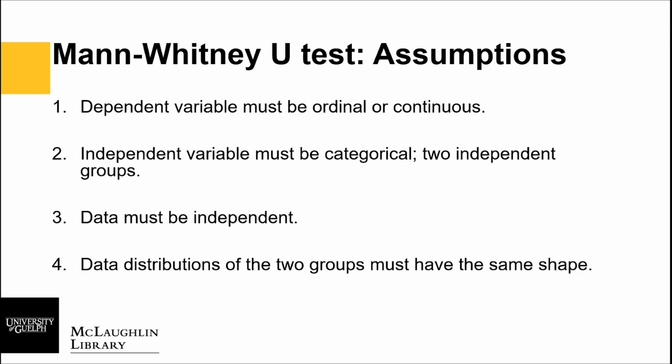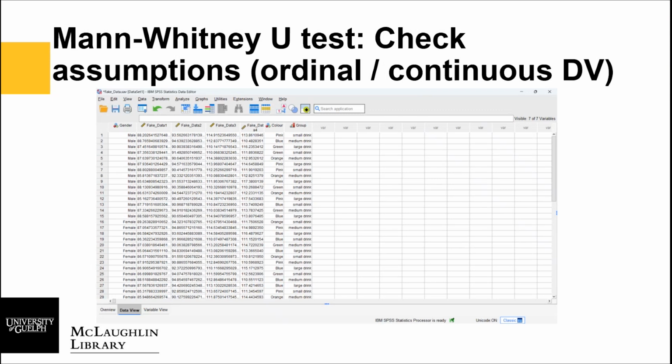All right, our first assumption. Our dependent variable must be ordinal or continuous. Here, if we're using fake data 1, we can look at this and say, does this look like it's ordinal or continuous? Here we have a range of values with decimals. This is probably continuous. It's a giveaway that it's continuous because it's got those decimals and a wide range of values. So we pass the assumption of continuous dependent variable data.